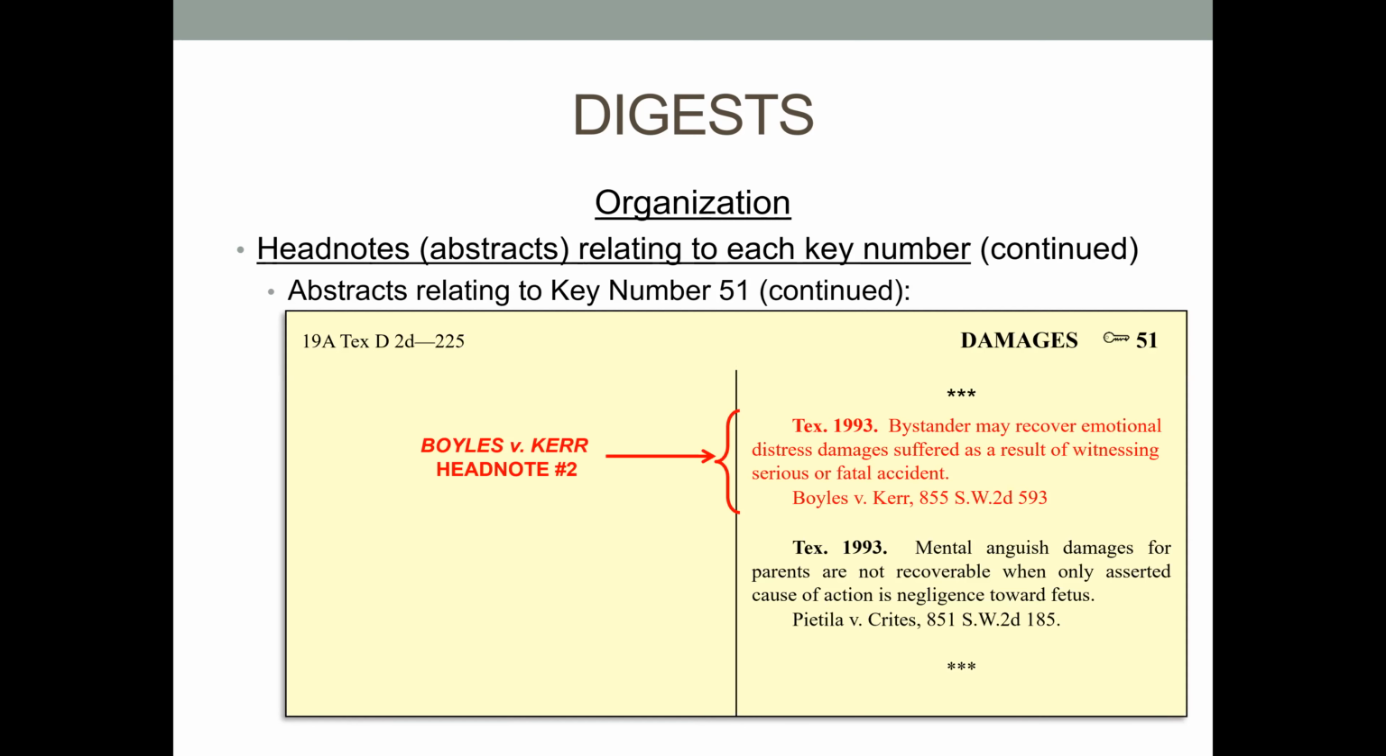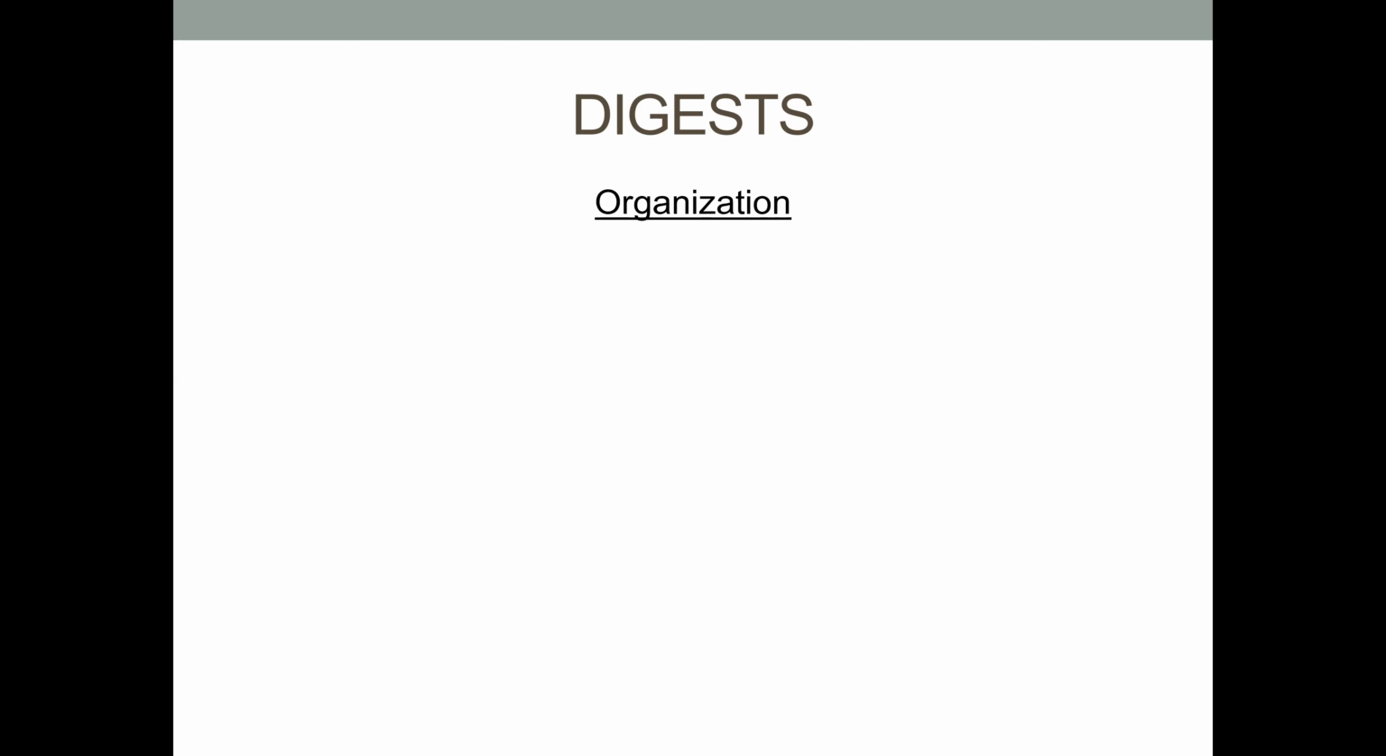And if you kept looking under key number 51, scanning the abstracts or head notes, you would finally come to the same head note from Boyles versus Kerr. Bystander may recover emotional distress damages suffered as a result of witnessing serious or fatal accident. So again, you will see the same head note that we saw in the Boyles case, along with head notes from other opinions that have addressed the same subtopic.